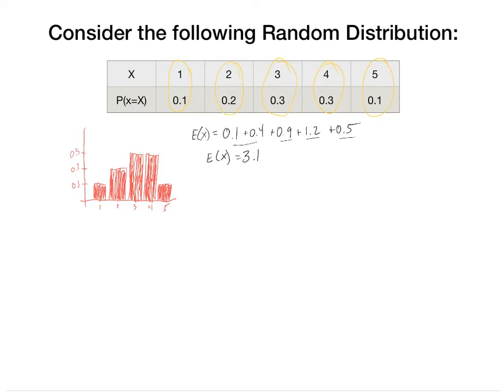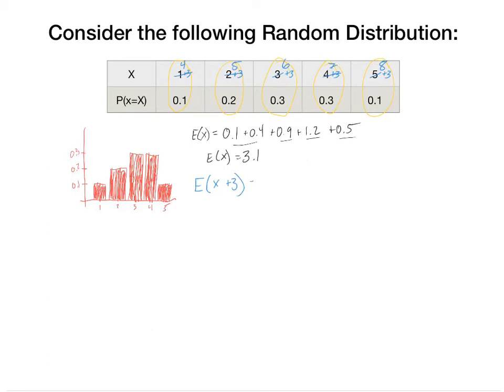But my question now is, what would happen if we did the expected value of x plus 3? Meaning that we're going to add 3 to every single one of our x values. So this one, instead of being 1, is now going to be 4. This one, instead of 2, is now 5. This one, instead of 3, is now 6. This one, instead of 4, is now 7. And this one, instead of 5, is now 8. What would happen to my expected value?